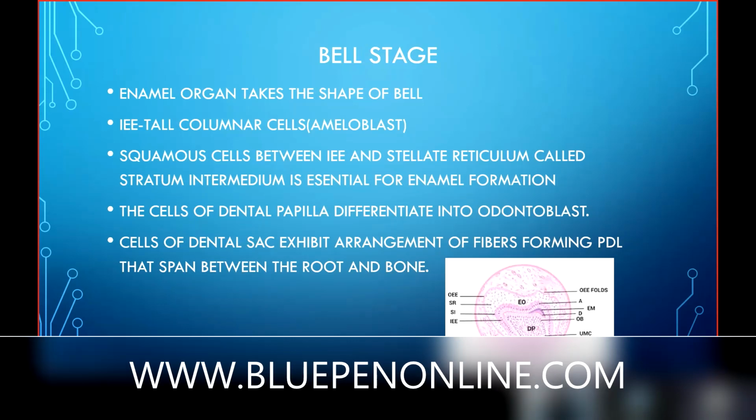So the tall columnar cells differentiate to ameloblasts. In the dental papilla, the cells differentiate to odontoblasts. And you have stratum intermedium between stellate reticulum and inner enamel epithelium. So this is about the bell stage. Are you clear? Do you want me to repeat it once again, or is it clear? Yeah, it's clear.